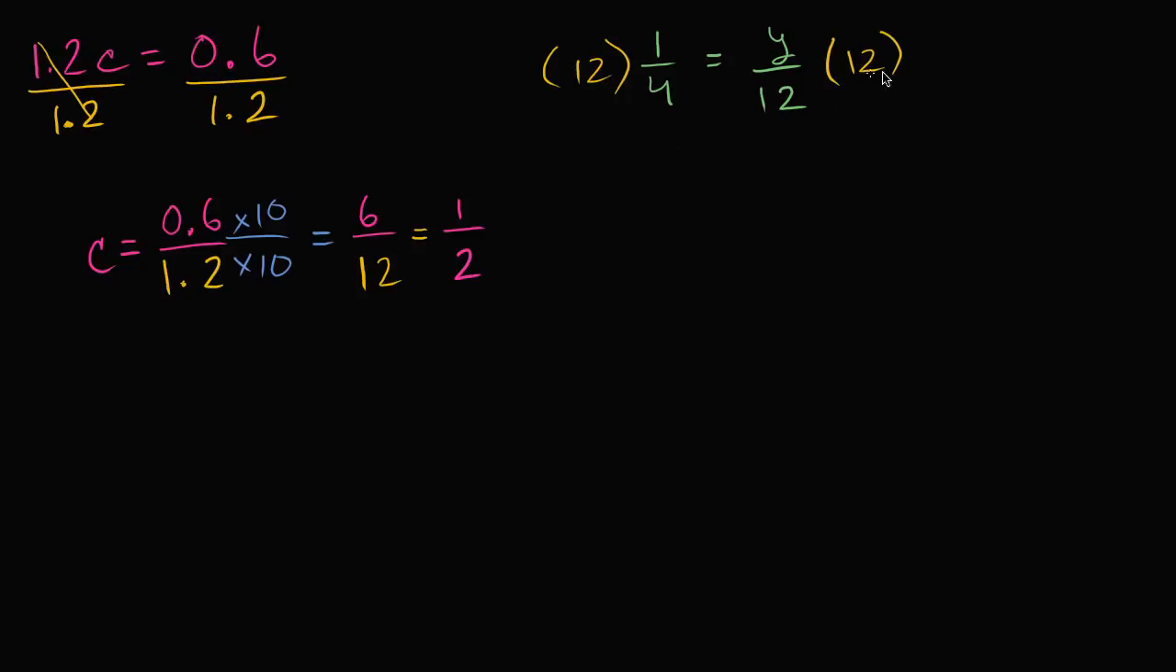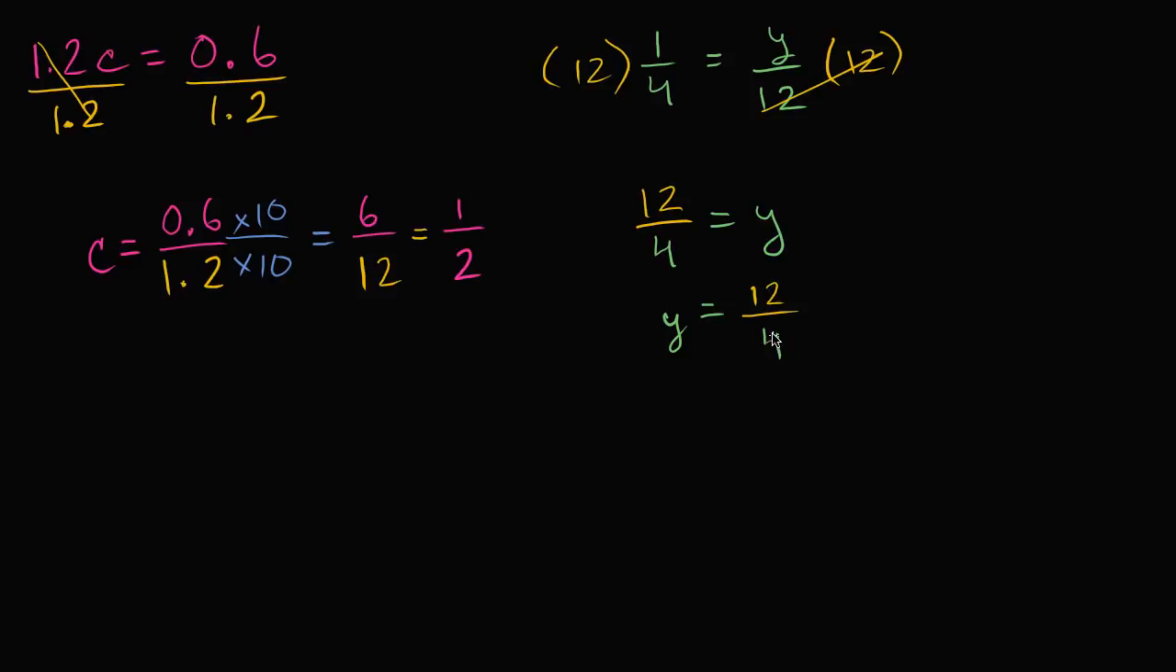And once again, why did I pick 12? Well, I wanted to multiply by some number that when I multiply it times y over 12, I'm just left with y. And so y times 12 divided by 12, well, that's just going to be y. And then on the left-hand side, you're going to have 12 times 1/4, which is 12/4. So you get 12 over 4 is equal to y. Or you could say y is equal to 12 over 4. I'm just swapping the sides. It doesn't change what's being said. Y is equal to 12 over 4.